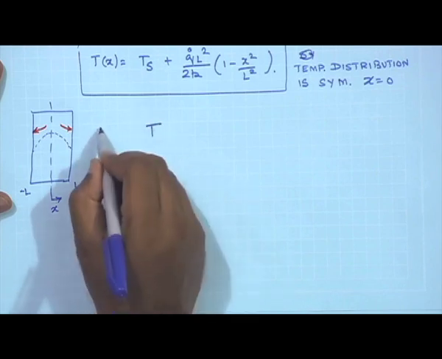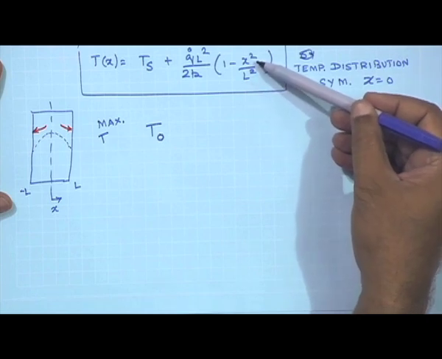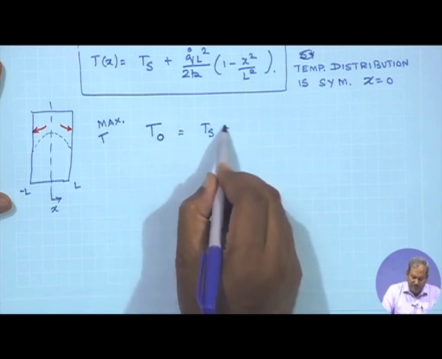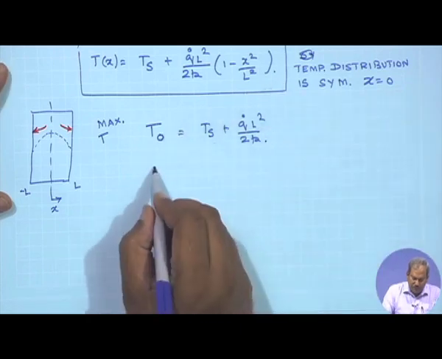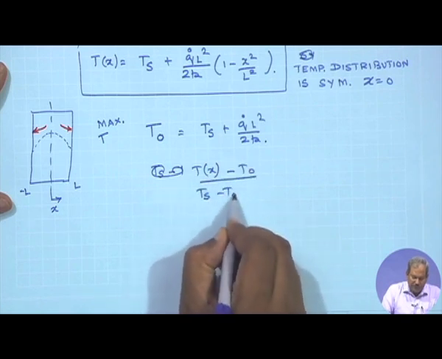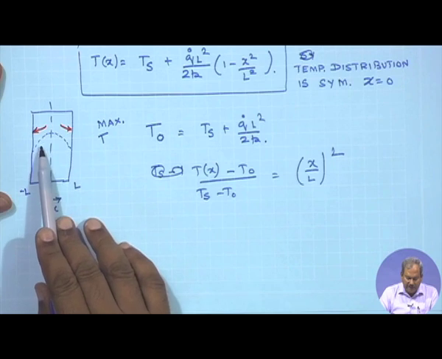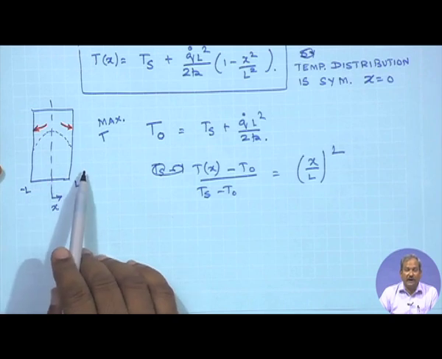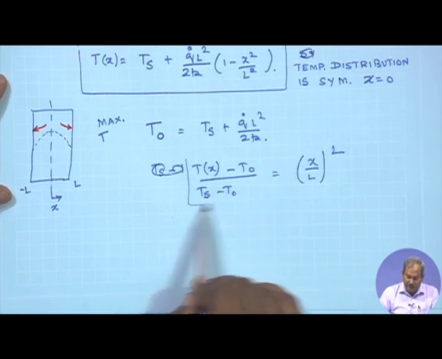So the maximum temperature in this case, and if I call it T0, it is clear from here that the maximum temperature exists where x is equal to 0, that means at the mid plane, and T at that point, if I call it T0, would simply be Ts plus q dot L square by 2k. And if you just rearrange these two equations, what you get is T of x minus T of 0 by Ts minus T0 is equal to x by L whole square. So the dimensionless temperature distribution inside a wall where there is uniform heat generation and where the two ends of the wall are maintained at equal temperatures is going to resemble a parabola.